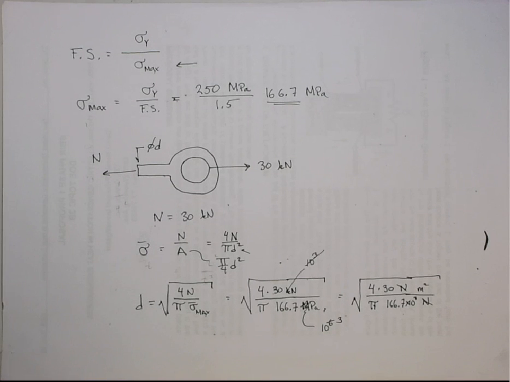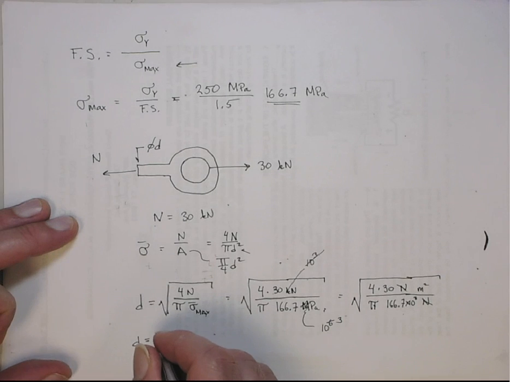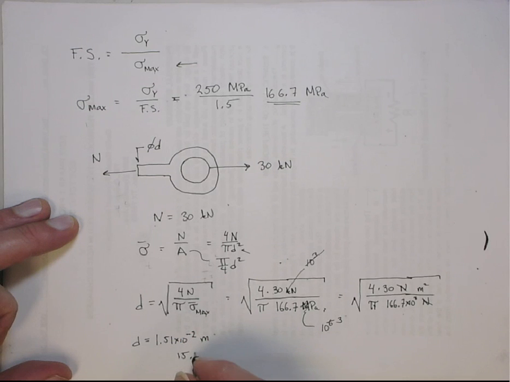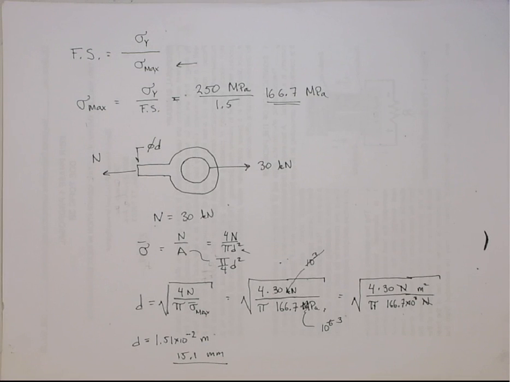So this is 4, enter, 30 times, is 120. Times 10 to the third, divide by pi, divide by 166.7 E3, and now we take the square root. And so that gives me d equals 1.51 times 10 to the minus second meters, and that would be 15.1 millimeters. Okay, so that's the answer. 15.1 millimeters should be the diameter. Okay.